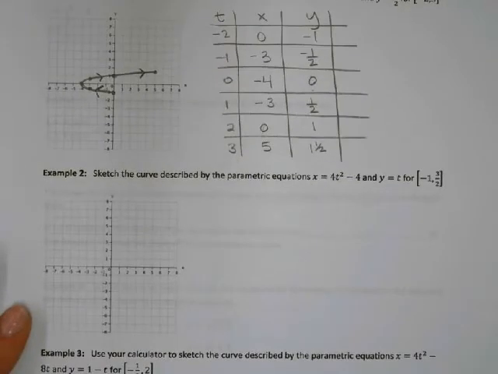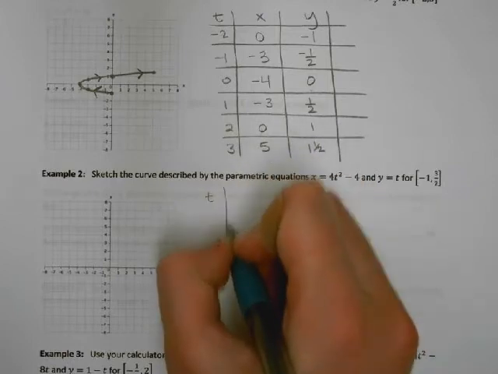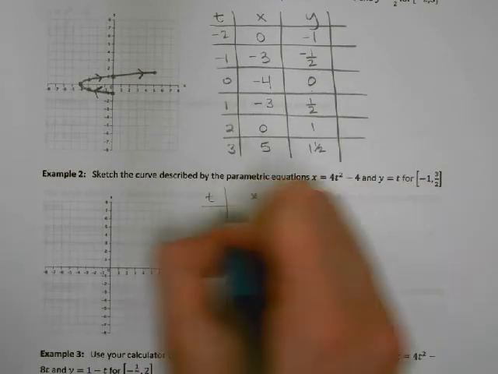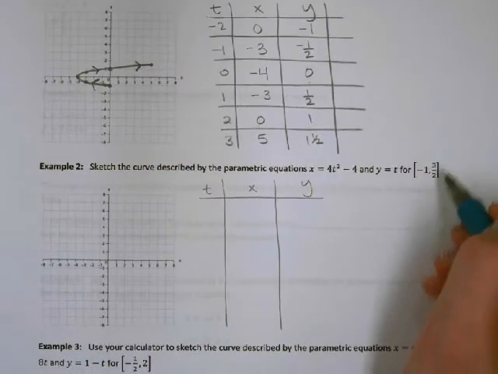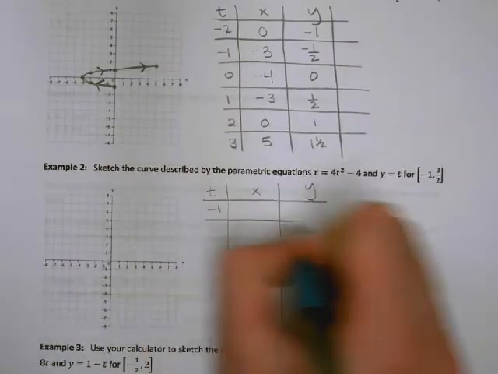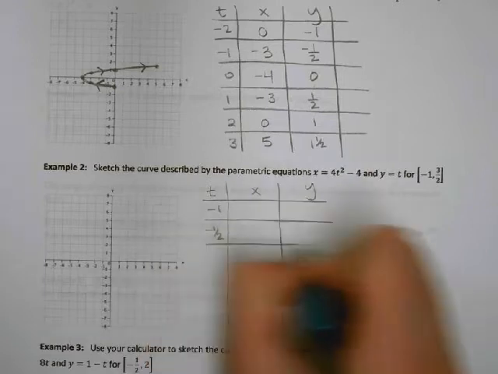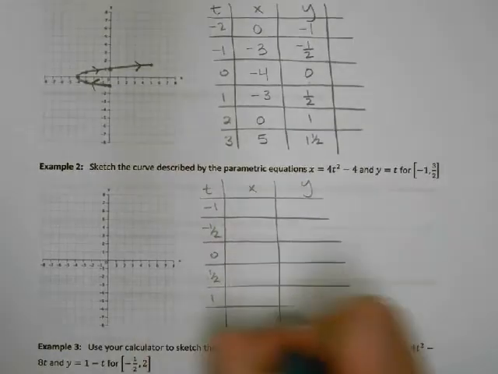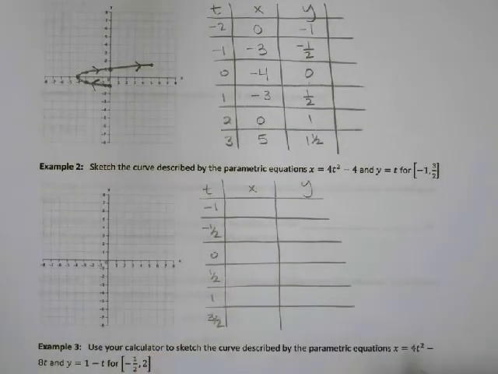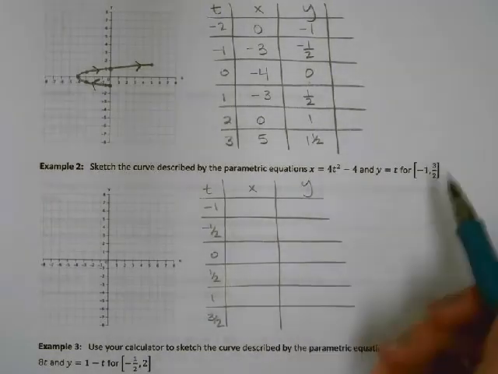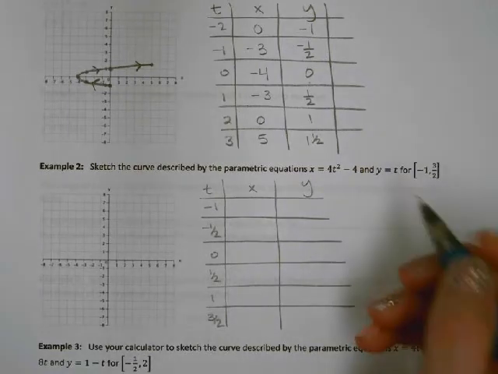All right, let's try the next one. It says to sketch the curve described by these parametric equations. So we've got t and x and y. This time our interval is quite a bit smaller, and we do have a half in there. We have 1.5 at the end. So I'm going to go ahead and go by halves this time. All right, so I'm going to go ahead and plug these in. Well, maybe not plug them in my calculator. Let me see how I'll do mentally.